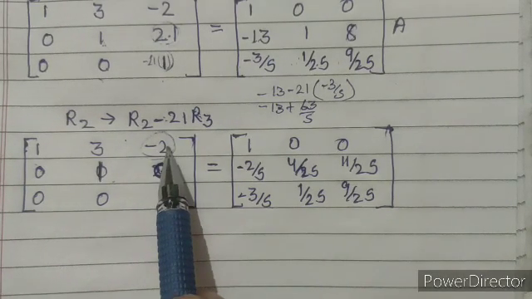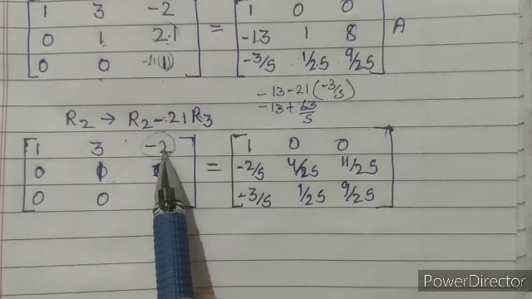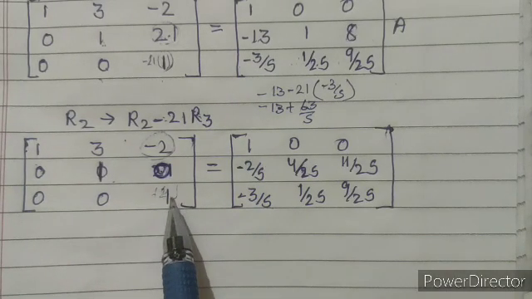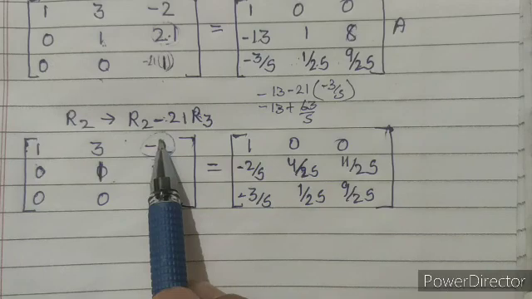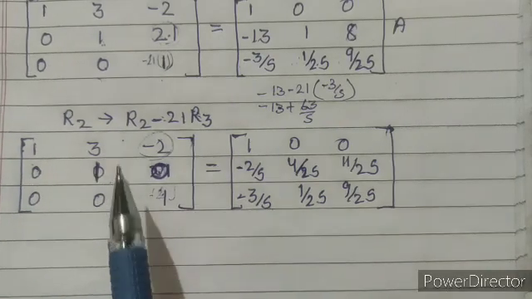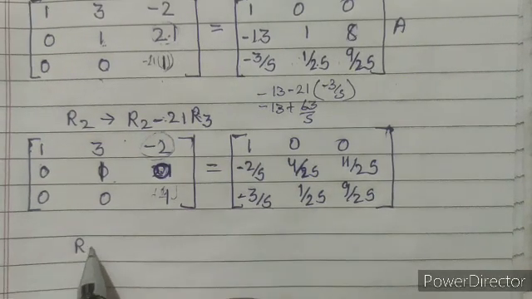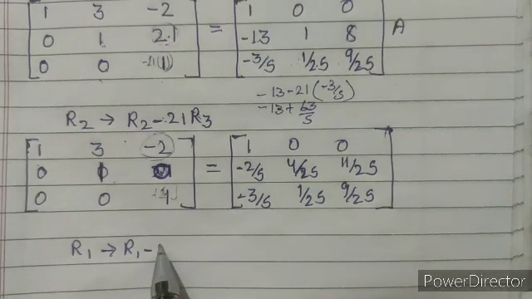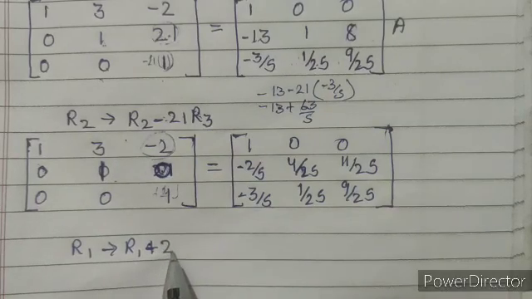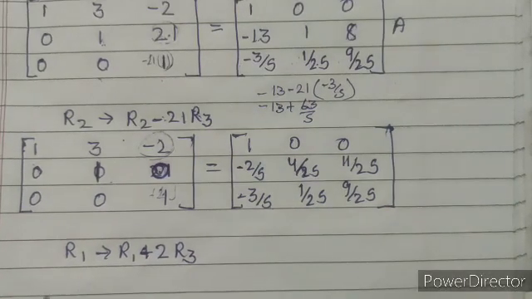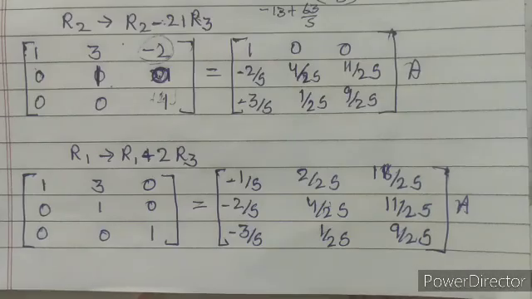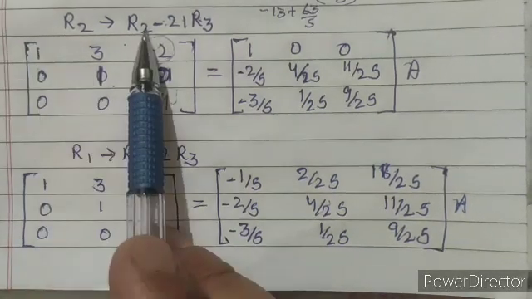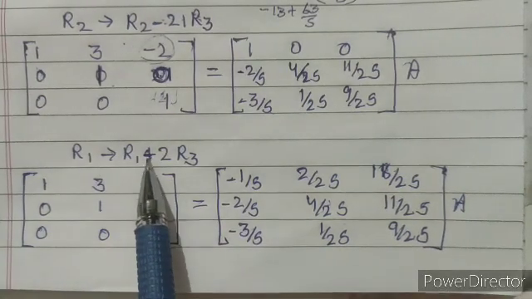It is minus 2. In place of minus 2 we need 0. So minus 2 plus 2 will be equal to 0. So minus 2 plus 2 into 1 will give us this element as 0. That means we have to apply the transformation as row 1 plus 2 into row 3. Now we are changing row 1 here, row 1 by row 1 plus 2 into row 3.